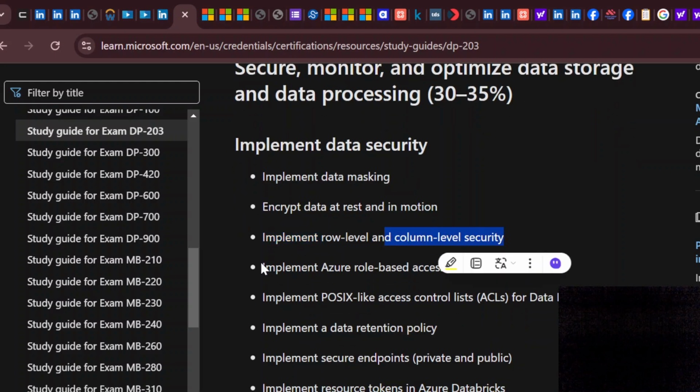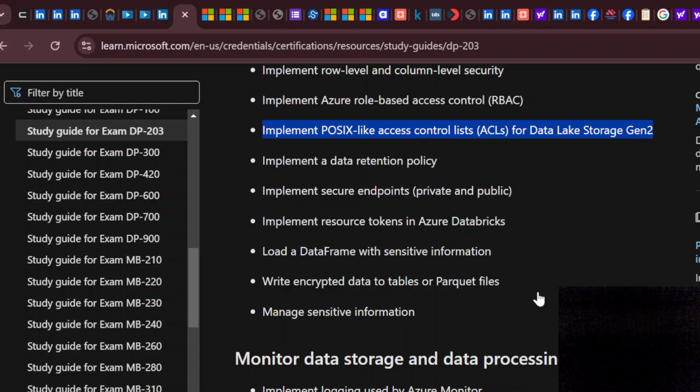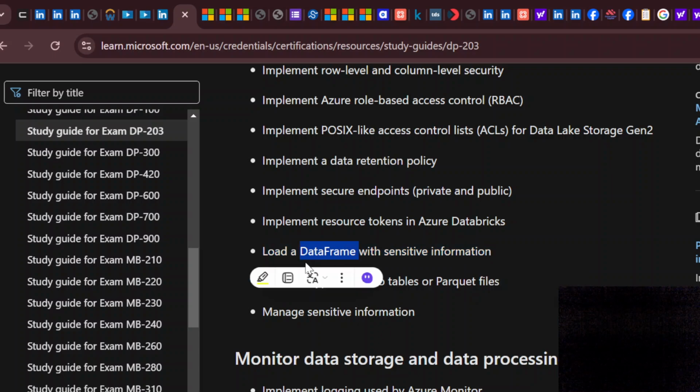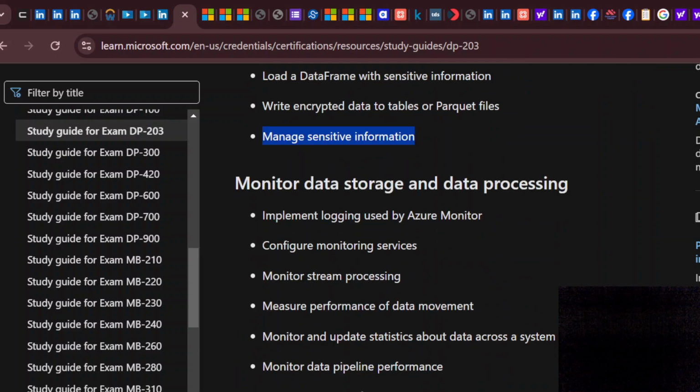Implement row level and column level security, implement Azure role based access control, implement POSIX like access control, ACLs for Data Lake Storage Gen 2, implement data retention policy, implement secure endpoints, private and public, implement resource tokens in Azure Databricks, load a data frame with sensitive information through Python, right? Write encrypted data to tables or Parquet files, which is in Delta Lake. Manage sensitive information, monitor data storage and processing, implement logging use of Azure Monitor.